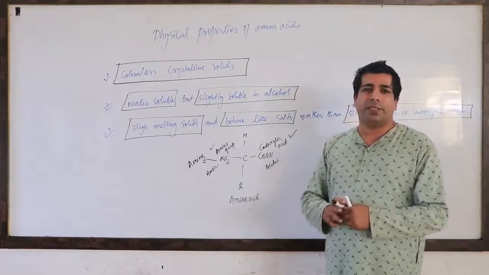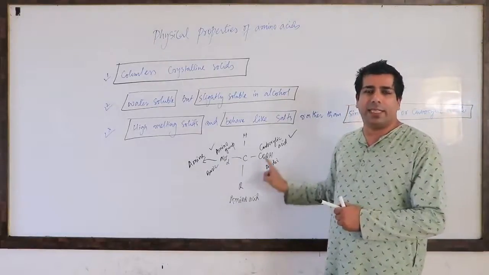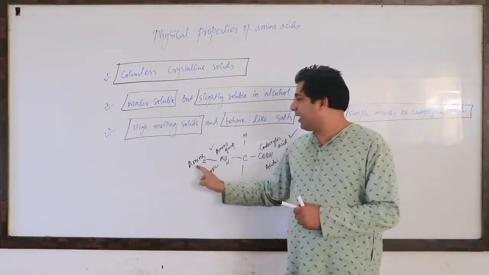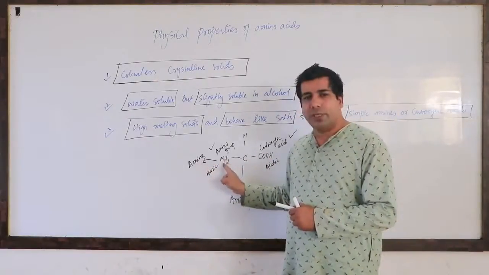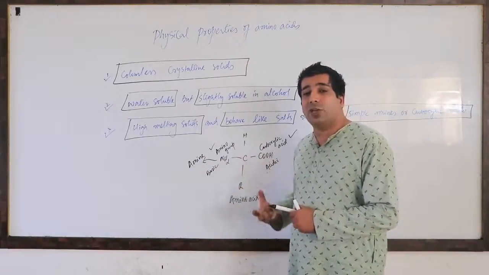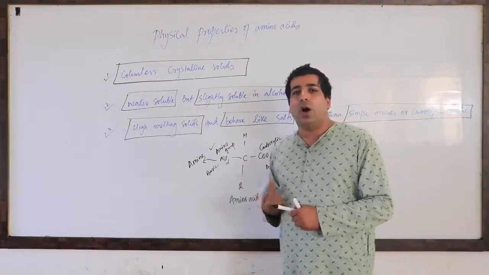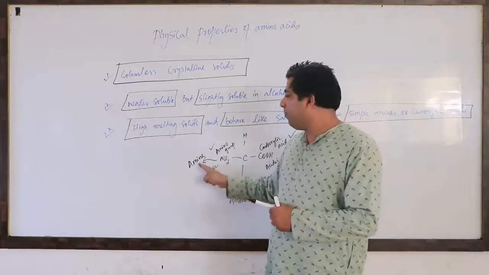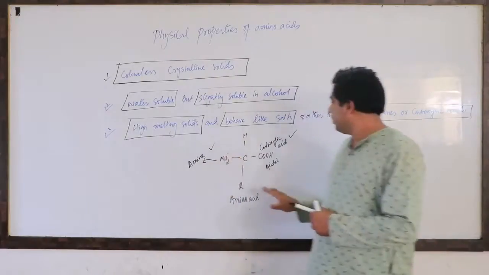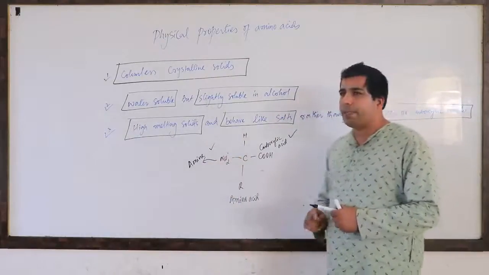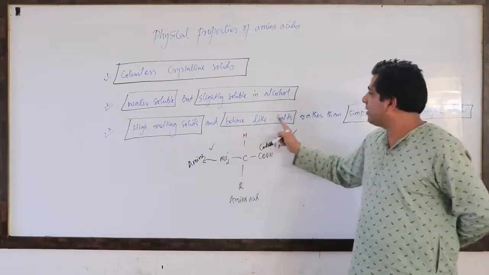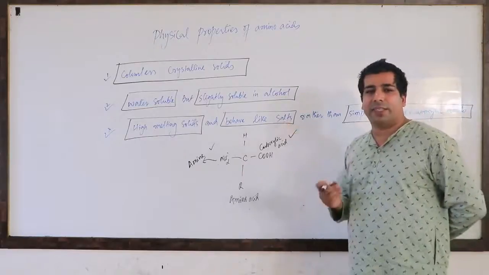But my dear friends, your amino acid is neither behaving like a carboxylic acid nor like an amine. Amine means the NH2 group. These two groups are present in the amino acid, but it does not behave like a carboxylic acid or like an amine. So what I am telling you now is that the amino acid behaves like a salt. How does it behave like a salt?